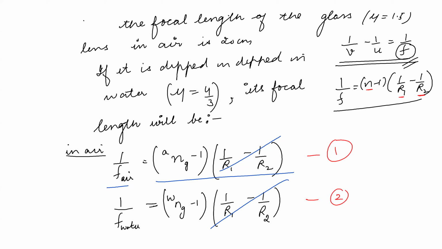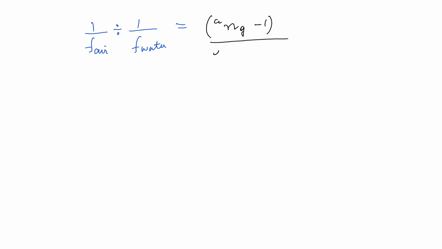Now, what does it become? It becomes 1 by focal length in air divided by 1 by focal length in water. This is equal to what? This is basically going to be equal to n air to glass minus 1 over n water to glass minus 1. Got the point?